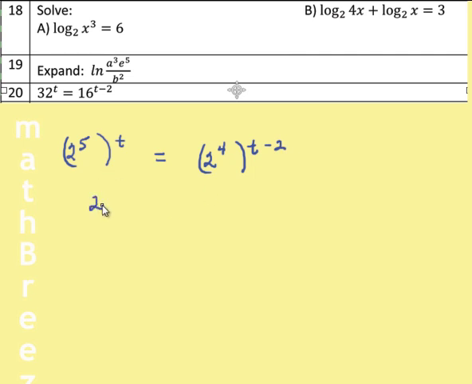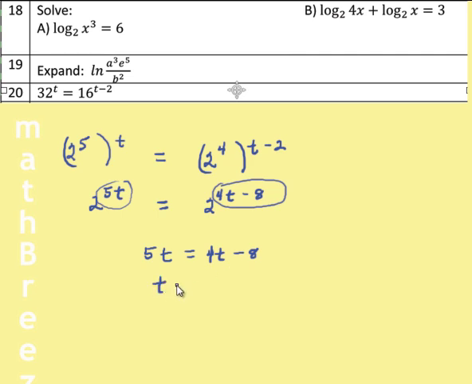So here we have 2 to the 5t on the left, and on the right we have 2 to the, multiplying through by 4, 4t minus 8. And now we can just put the two exponents equal to one another. 5t is equal to 4t minus 8. Subtract 4t from both sides, and we have t is equal to negative 8.